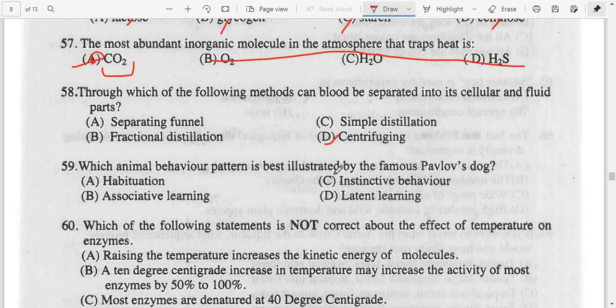Which animal behavior pattern is best illustrated by the famous Pavlov's dog? Okay. Habituation, no, associated learning maybe. Instinctive learning, instinctive behavior, no. Latent learning, no. So it's associative learning. Actually it is associative learning. Pavlov's dog experiment is called classical conditioning. Classical conditioning is a type of associative learning.